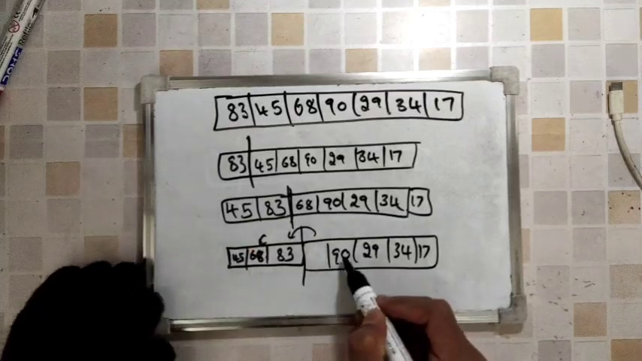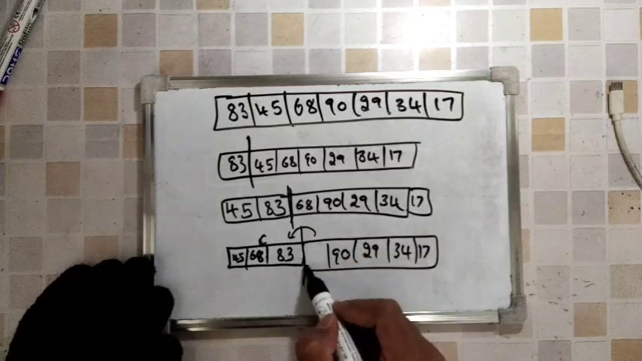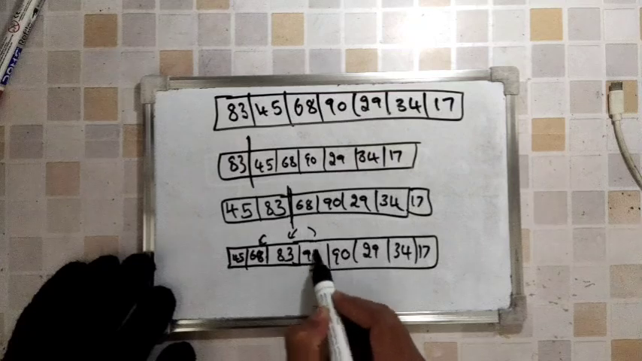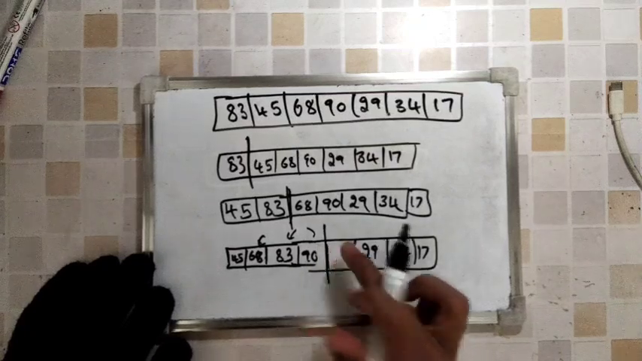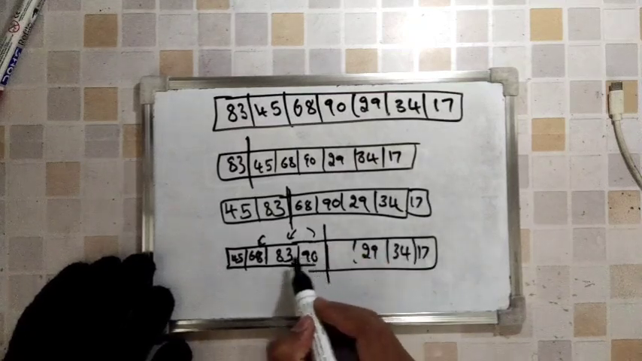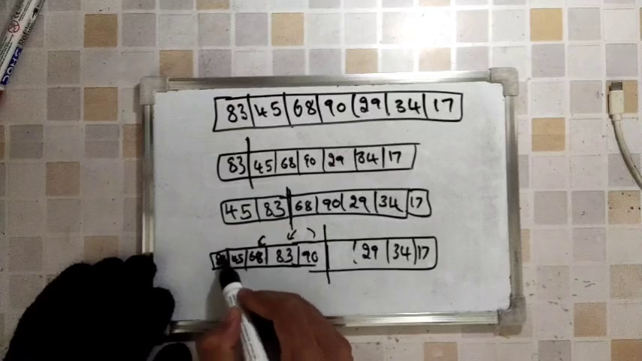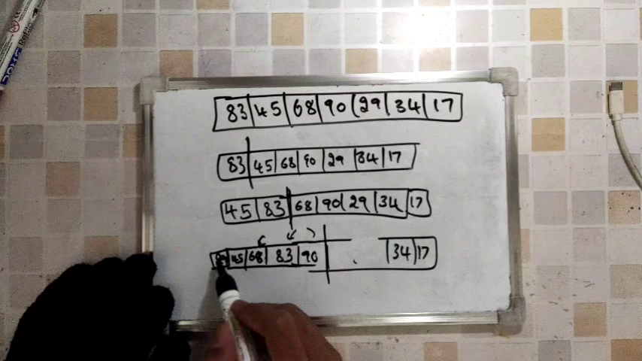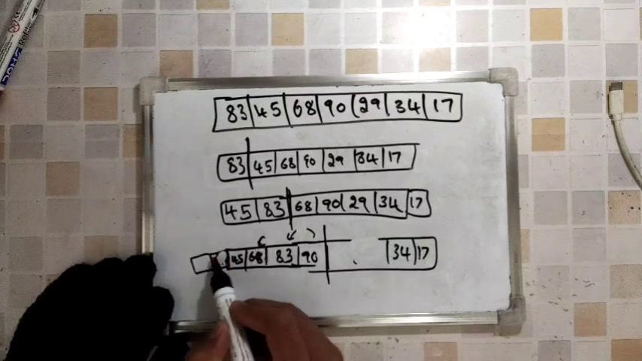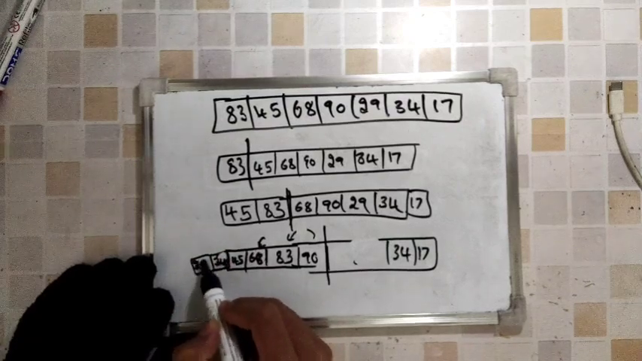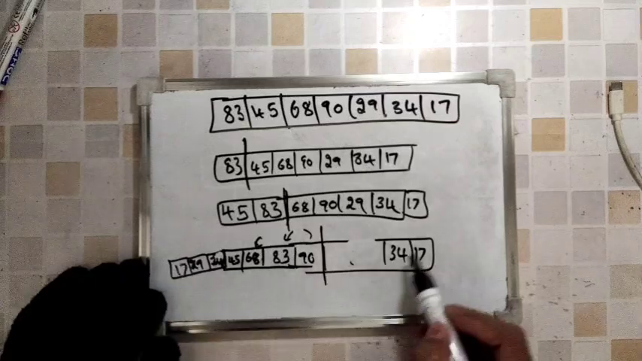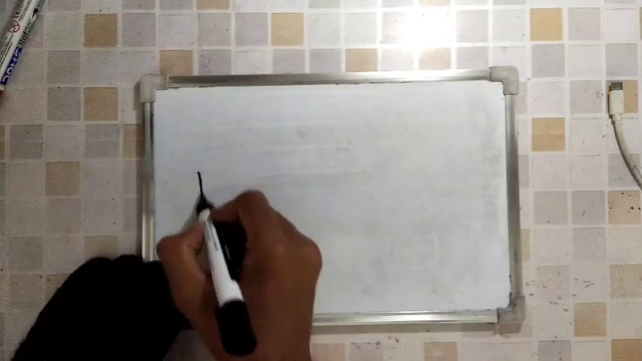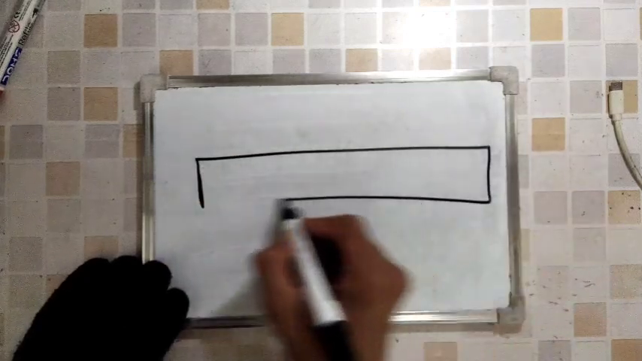Then I have 90. 90 comes, it checks if it is greater, yes it is, so it's simply placed towards the right, in the sorted part. 29 comes, it checks, it's lesser, lesser, lesser, lesser, so it's placed here. 34 comes, lesser, lesser, lesser, lesser, greater, so it sends 29 here, 34 here, and like that 17 will come last. Okay, the other simple way is this, let me draw it properly and neatly.